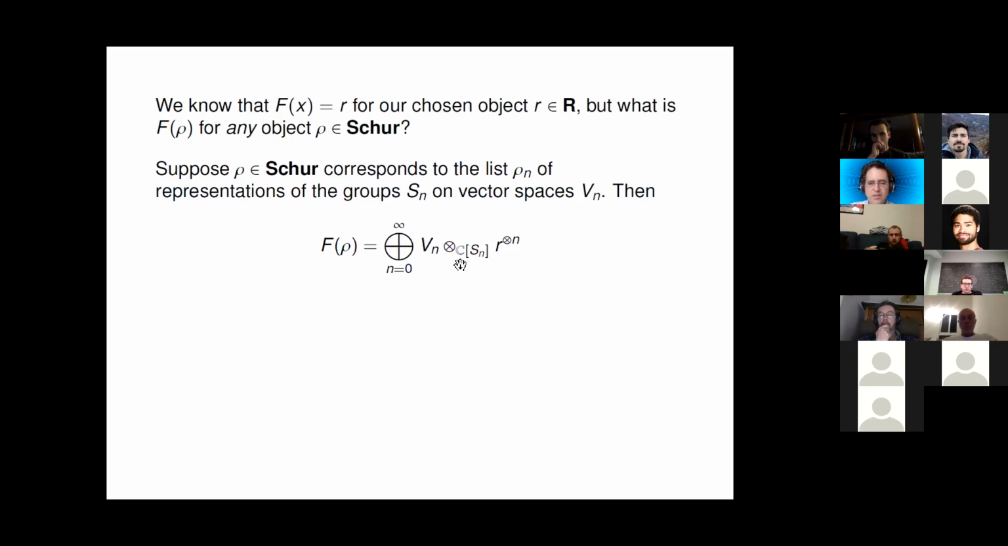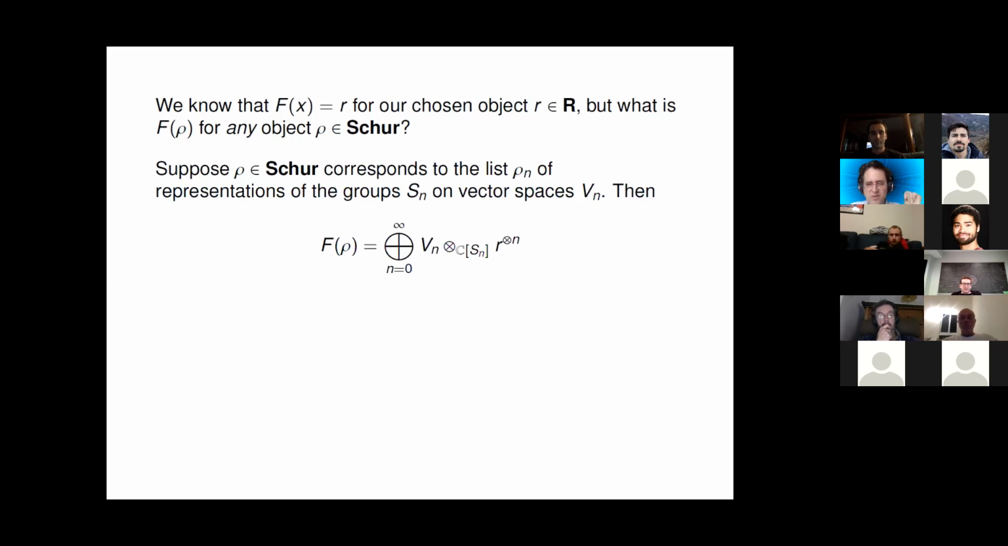But also, Vn is a representation of Sn, because I just said rho n is a way for Sn to act on Vn. So this group also acts on Vn, and so the group algebra also acts on Vn. And so what we've got here is a left module of this algebra C of Sn, and I'm being a little sloppy, but you can check.